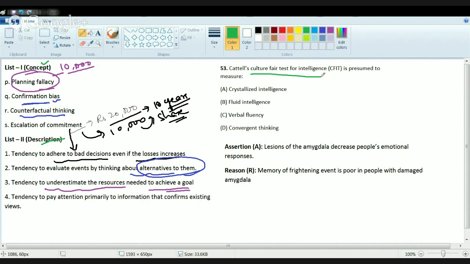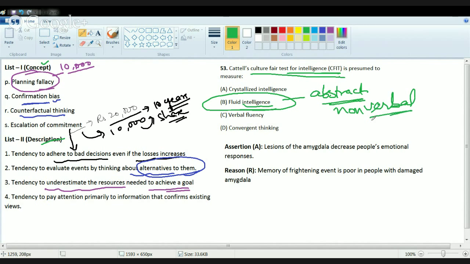Now the Cattell's culture fair test. Cattell's culture fair test basically talks about fluid intelligence. Fluid intelligence is abstract and non-verbal, so it is fair across cultures. So Cattell's culture fair test basically measures fluid intelligence. The next question is an assertion-reason based question.